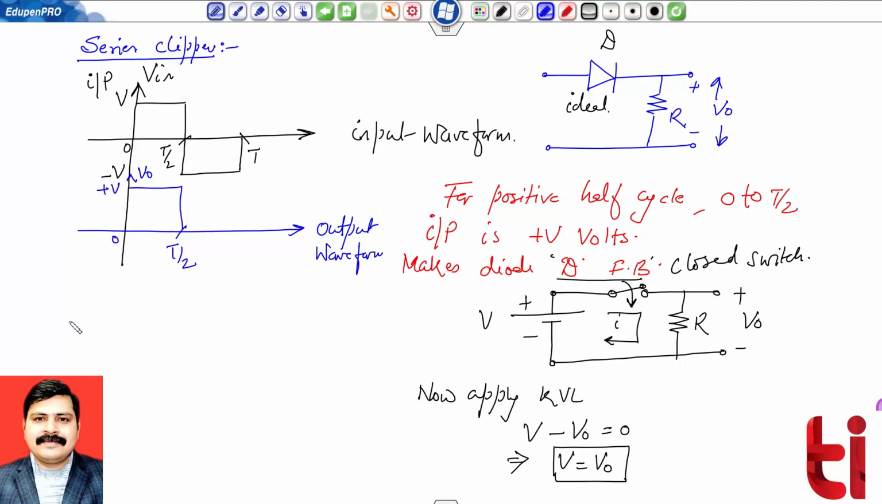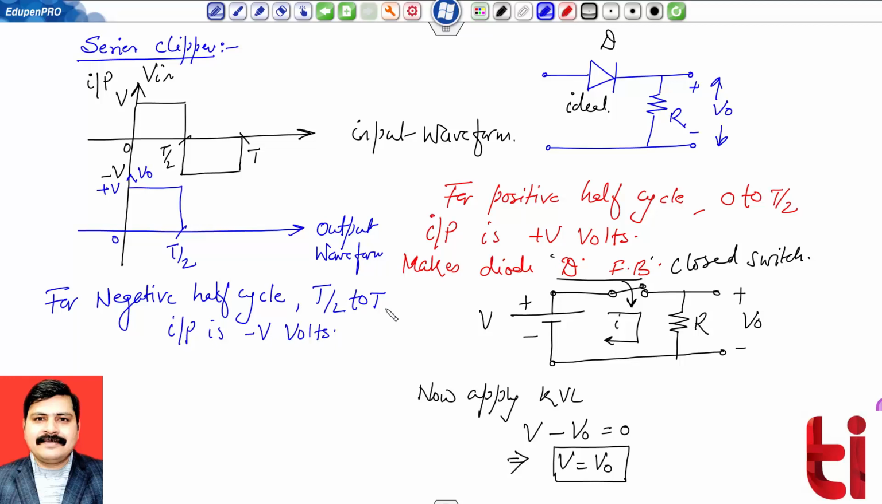Now at the same time, let's see the negative half cycle, and I'm talking from T by 2 to T. So here the input is minus V volts. Now you can check, if I am connecting negative over here and positive over here, it makes diode D reverse biased.